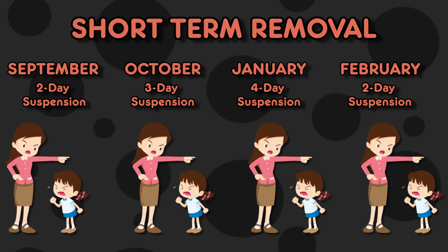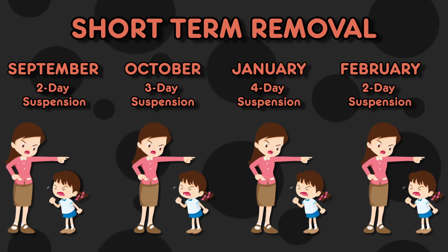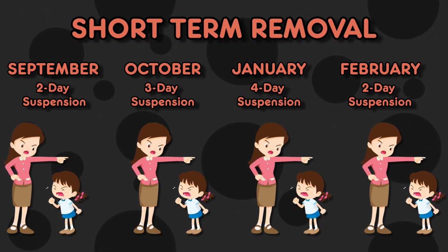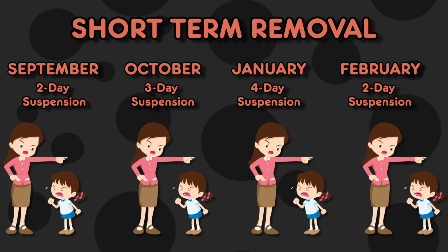And then let's just say the kid mouths off to the teacher in February and the child is suspended for 2 days. So now we're on day 11. So anything from 11 onward would now be considered long-term removal. And so when you have long-term removal, then they have to decide whether that child broke that school rule because of their disability or not.